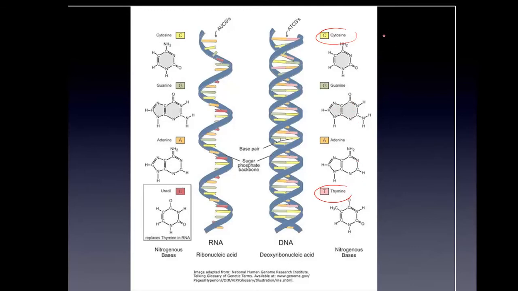And you might remember that the base on one side of the DNA strand forms a hydrogen bond with the base on the other end of the DNA strand, and the C's, the cytosines, always bond with G, the guanines, and the A, the adenines, always bond with T, the thymines. This is called complementary base pairing, and this is a hydrogen bond right there.